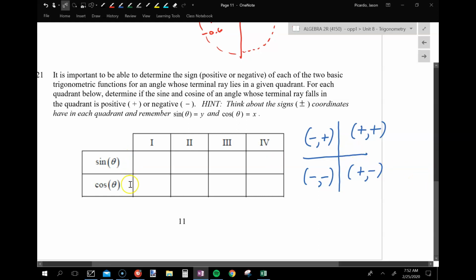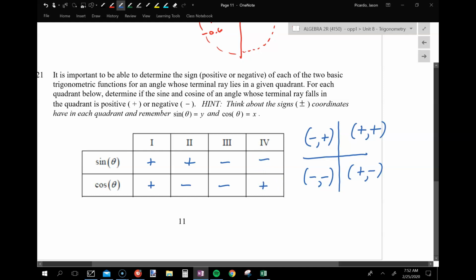What do I know about sine and cosine in this quadrant? The answer is always going to be what? Positive. Sine and cosine are always positive in that first quadrant. How about in the third quadrant? They're both negative. How about in quadrant number 2? Which of these is positive, sine or cosine? Sine is positive, cosine is negative. And in the last quadrant, cosine is positive, sine is negative.